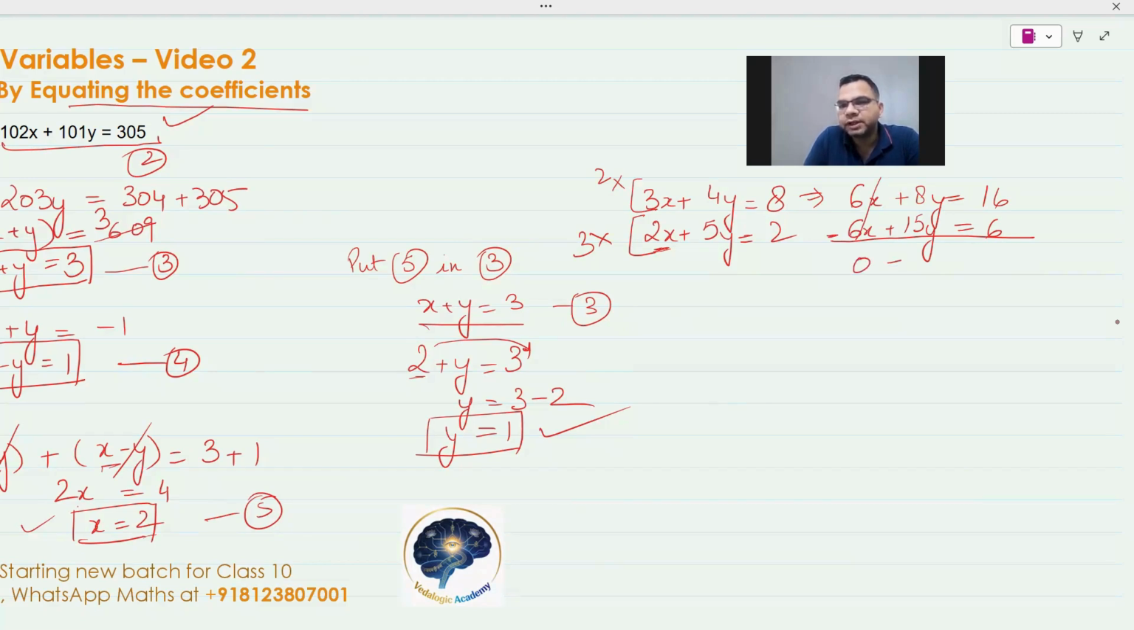8 minus 15 is, so this becomes negative. This also becomes negative. 8 minus 15 is minus 7y. And 16 minus 6 is 10. So I got the value of y is minus 10 by 7.